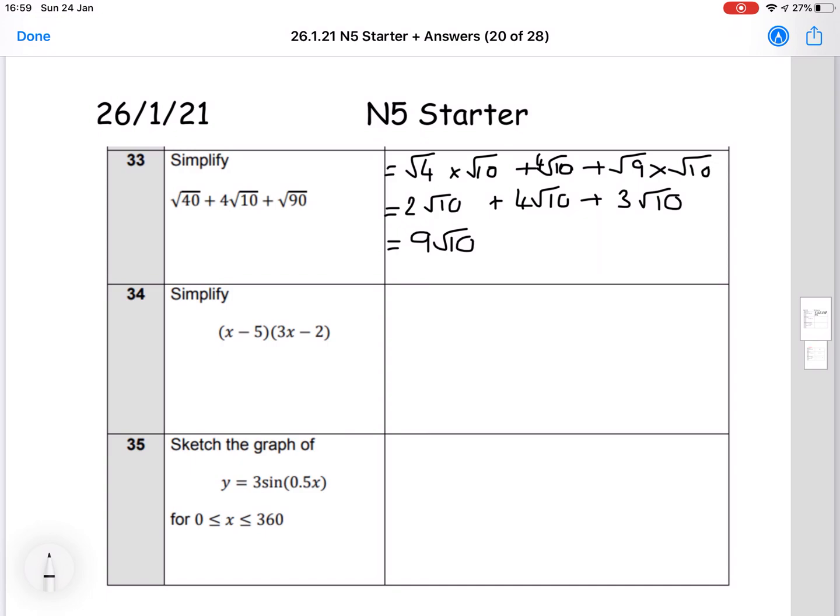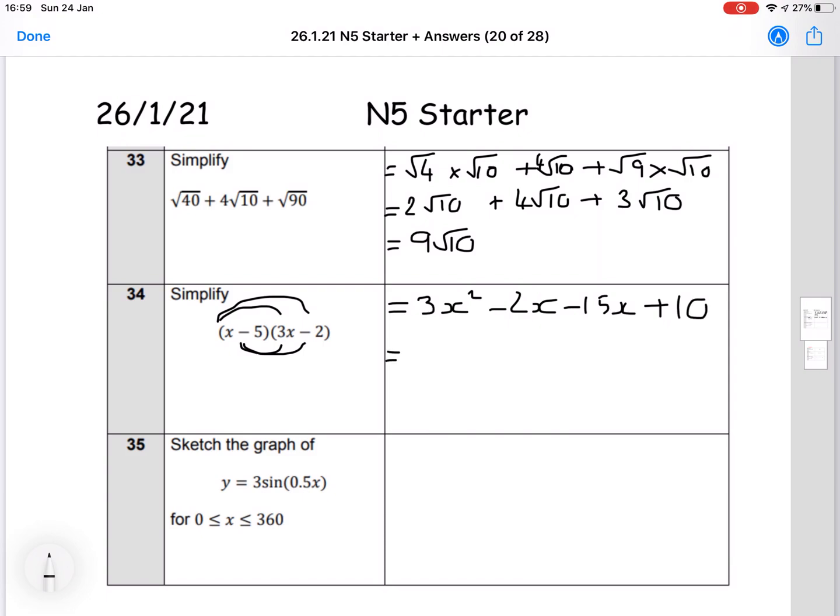Question 34 is removing brackets, so using FOIL. We have x minus 5 in the first bracket and then 3x minus 2 in the second bracket. If we use FOIL, we've got our first terms, x times 3x, well that's 3x squared. Outside terms, x times minus 2, minus 2x. Inside terms, minus 5 times 3x is minus 15x. And then the last terms, minus 5 times minus 2 is plus 10.